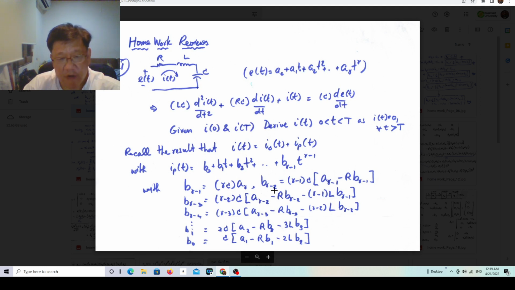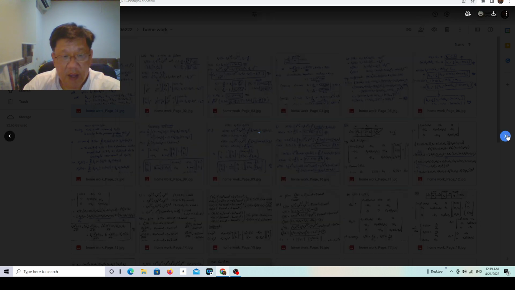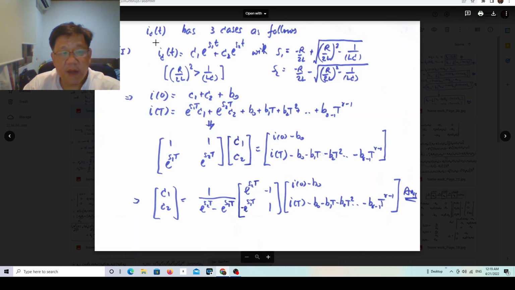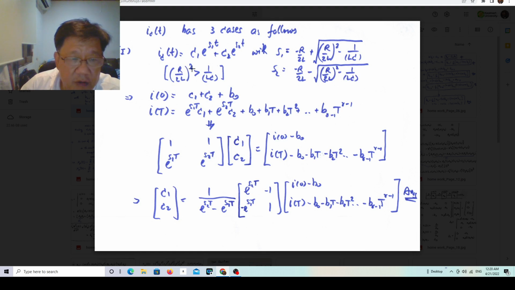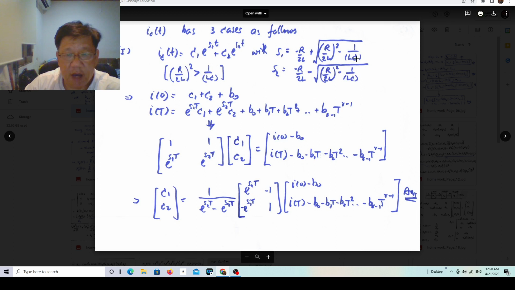We already explained this before, so I'm going to move forward here. The complementary solution consists of three cases. In case one, the auxiliary equation has both real roots, s sub 1 and s sub 2, which means the condition that (R divided by 2L) all squared must be greater than 1 over LC, which implies that the value in the square root is always positive. Thus both s sub 1 and s sub 2 are real values.